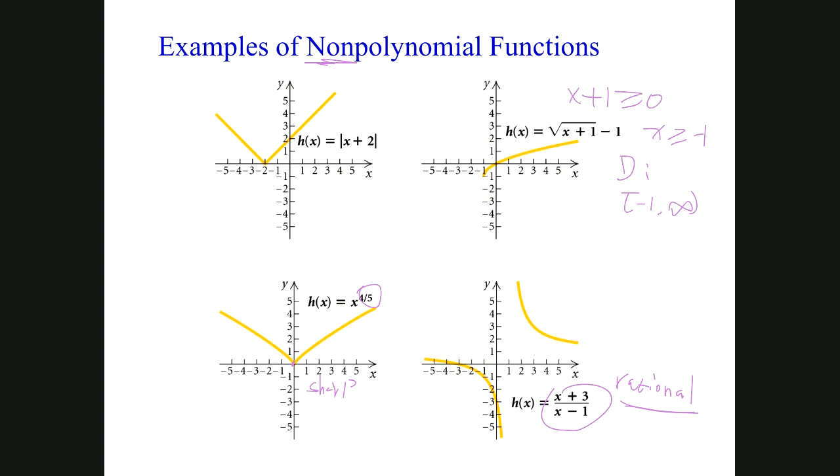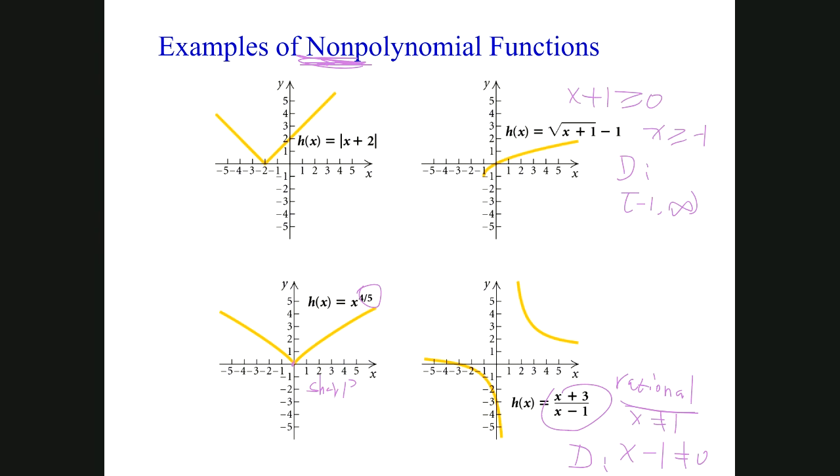So what is the domain for this one right here? Well, I have an x in the denominator, and the denominator cannot be 0, so x cannot be equal to that value. So this is called non-polynomial. Next time when you see x in the denominator, x in the square root, x in the absolute value, or x with a power that is not an integer, this is all non-polynomial.